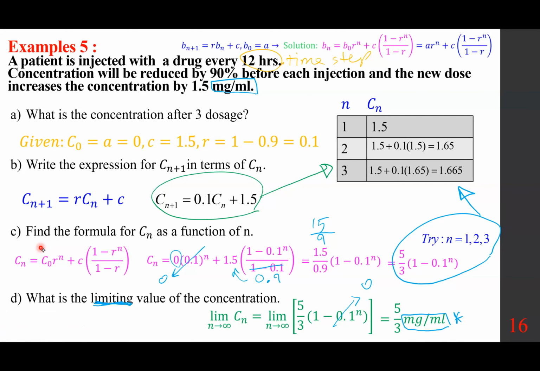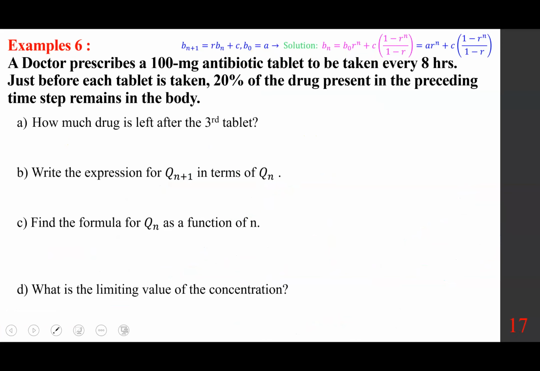I want to look at the last question. Could somebody read this last question for us, please? Up to the end of A. Anybody is fine. I appreciate it if anybody reads it for us. A doctor prescribes a 100 milligram antibiotic tablet to be taken every 8 hours. Just before each tablet is taken, 20% of the drug present in the preceding time step remains in the body. A. How much drug is left after the third tablet? Perfect. Thank you so much.